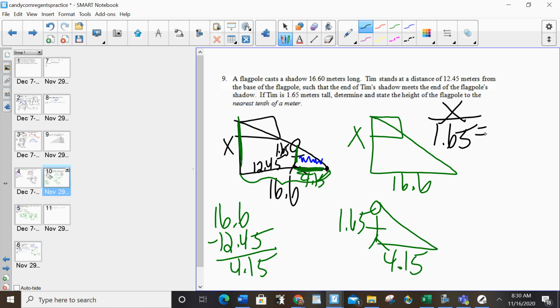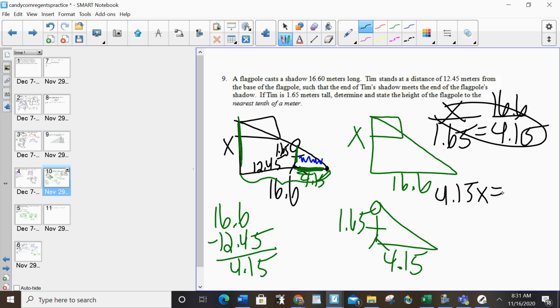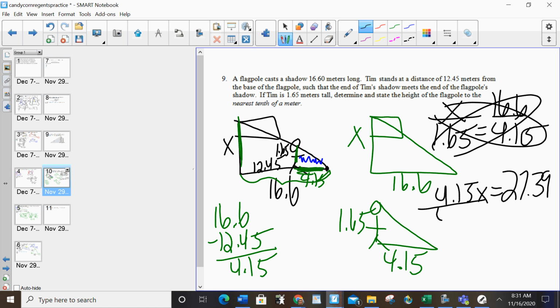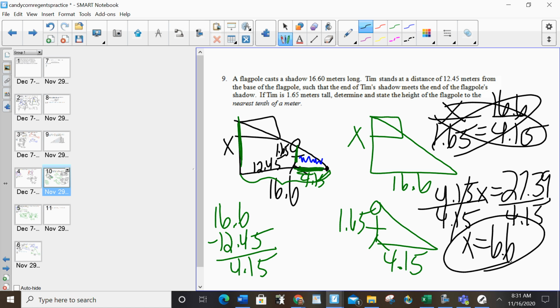X over 1.65 equals 16.6 over 4.15. 4.15x equals 16.6 times 1.65, which is 27.39. Divide by 4.15, x equals 6.6. And that's it. So, candy corn, bases separate.